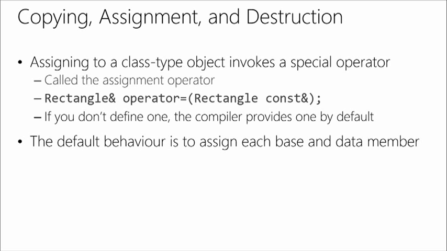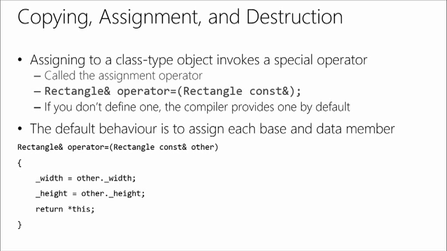But you notice that unlike constructors that don't return anything, the assignment operator returns a rectangle reference. And the default behavior here, as with the copy constructor, is to just copy over each individual element one at a time. Assign, sorry. Because our guys are integers, but they might not be. They might also be instances of classes, and then they would be using the assignment operator for those classes, which is not necessarily the same as the copy constructor for those classes.